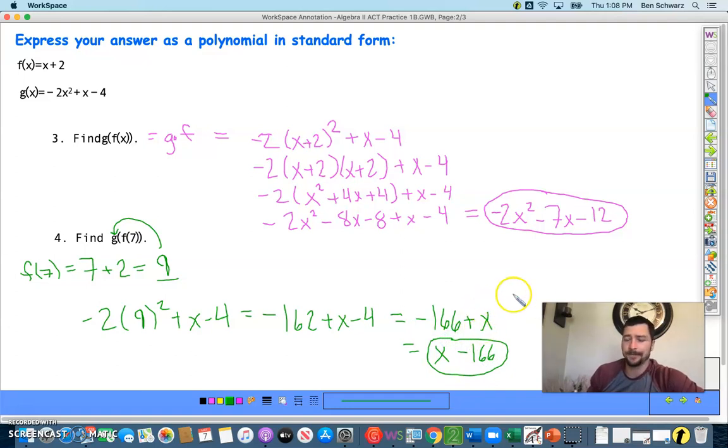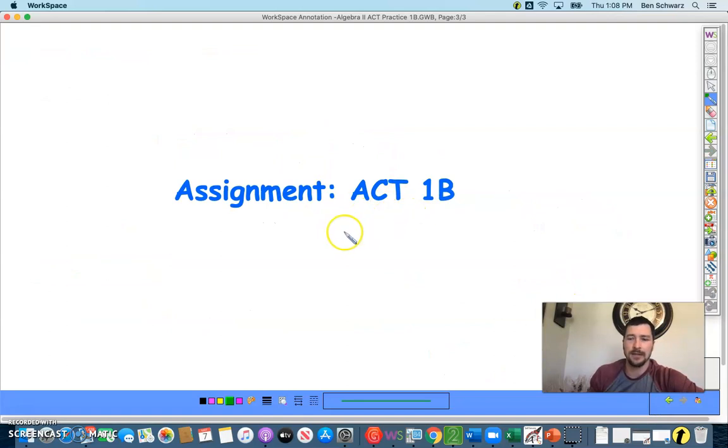So that's it. That's all we're doing today. Nothing too crazy. It's just a really short assignment on Delta Math. So this is on Delta Math here. Yeah, shouldn't take too long.